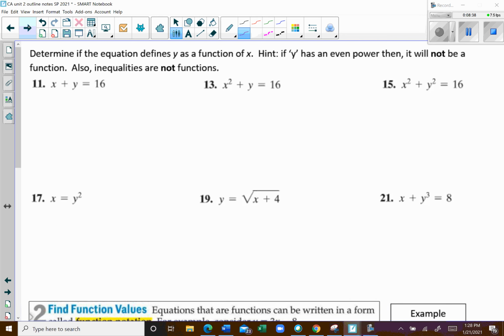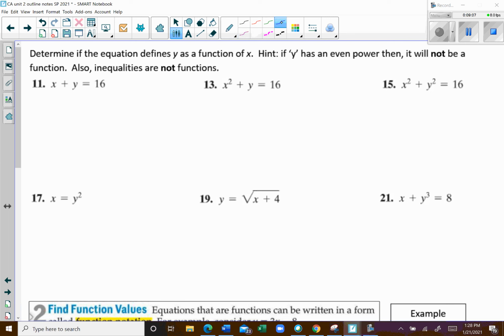Okay, now one of the harder ways to figure out if we're dealing with a function or not is with an equation. Now, I'm going to break it down for you and give you an easy way to figure this out. For most students, it can be a little bit challenging, but I give you a little hint here. So determine if the equation defines y as a function of x. We're doing the same thing we were doing with the vertical line test, just that now we're given an equation, so we have to come up with another way of figuring this out.